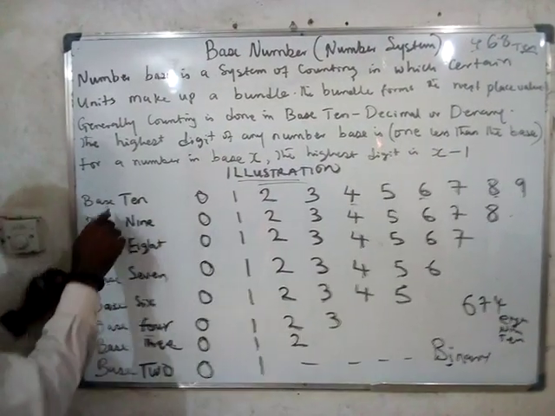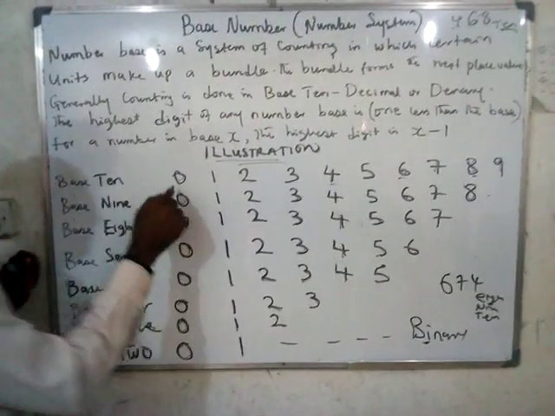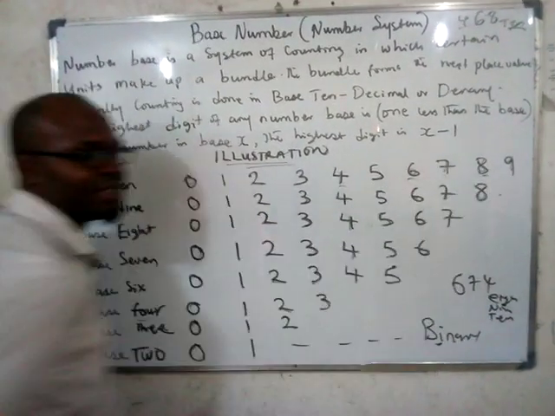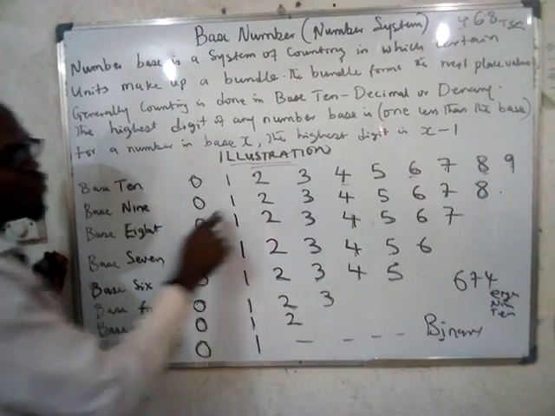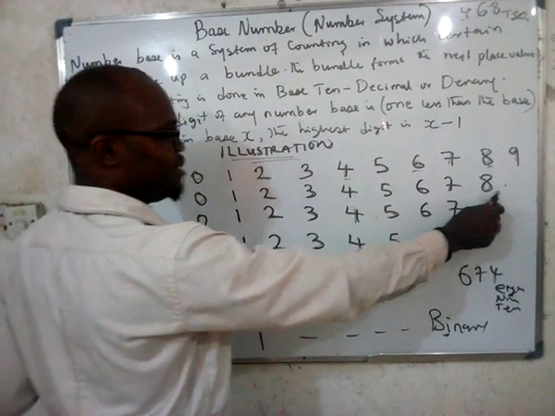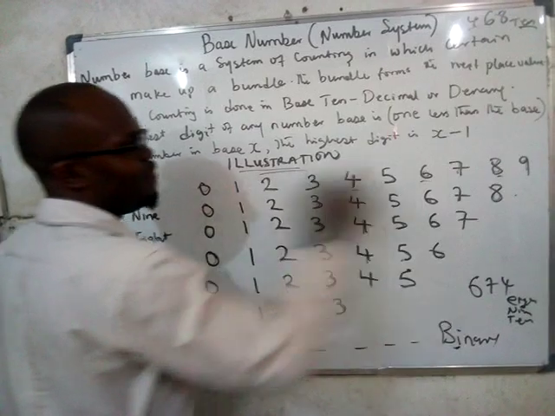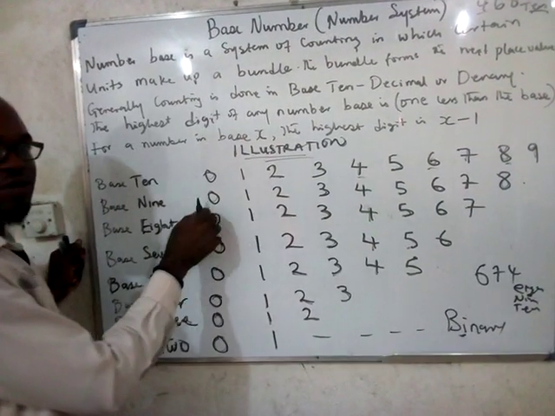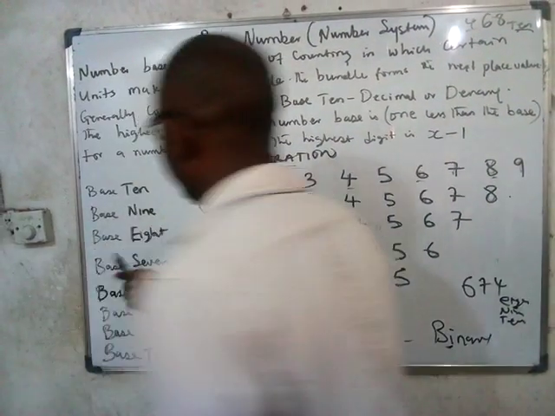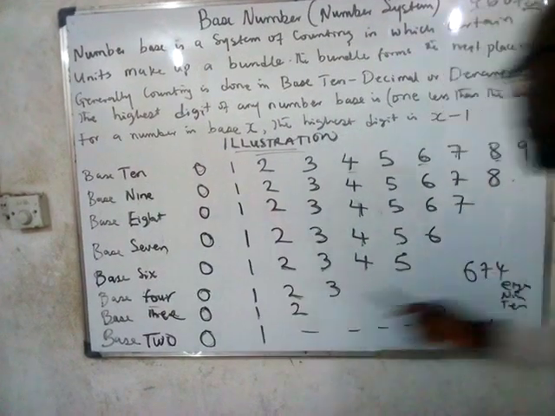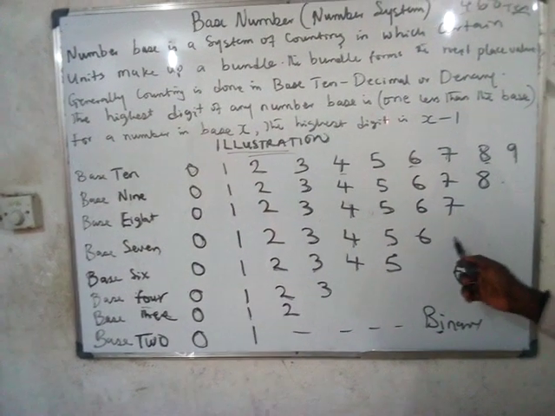So any number in base 10 can have such numbers as this. Is that clear? Yes. A number in base 9 will not have 9. It will only have up to 8. A number in base 10 will only have up to 9, from 0. Is that clear? Yes. A number in base 7 can only have from 0 to 6, without 7. Is that clear?